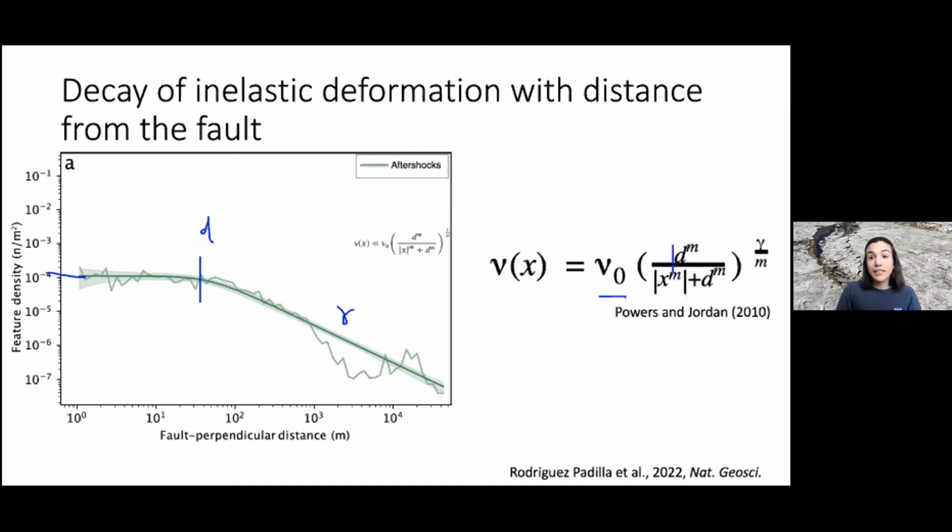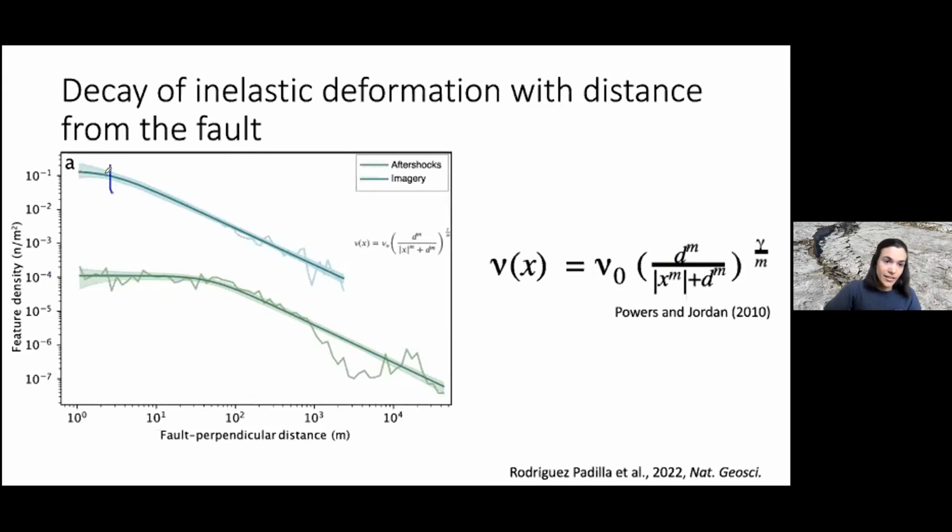I'm going to add one more data set to this plot. These are the fractures. This is fracture density based on the surface rupture maps from the high resolution aerial imagery. Note that this corner D has moved inward a lot closer to the origin, but the slope, the gamma parameter, the slope of the decay beyond point D, looks pretty similar to that of the aftershocks.